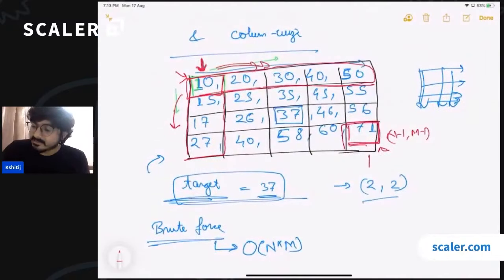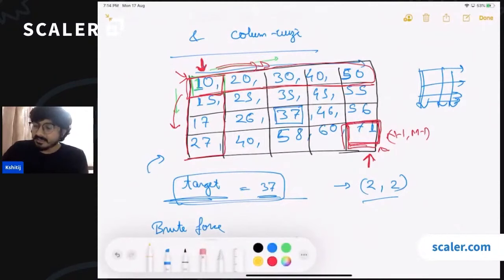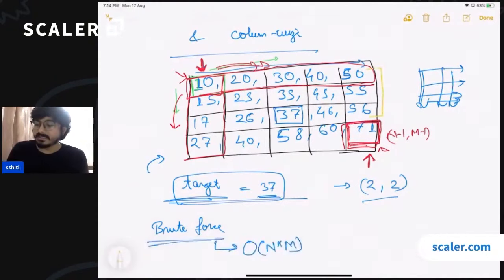Let us start the search from this block. Now, if the target is smaller than this, can I say that the target has equal chances of being present in this row, in this column, as well as in the last row? Because all the numbers in this column are smaller than 71, because the column is sorted in ascending order, right?